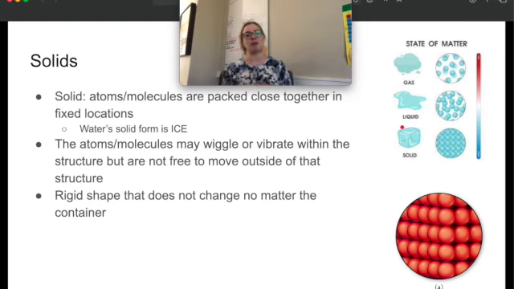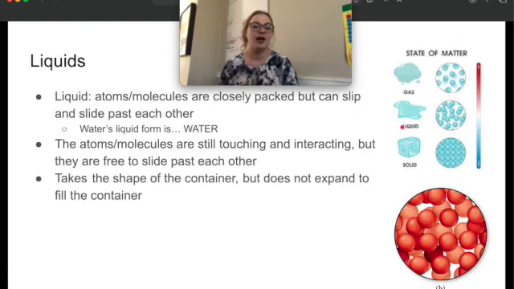Okay, and remember, their atoms and molecules are locked in that close together fixed location, even though they may vibrate or wiggle just a little bit within their place. So this is my little solid dance. If you see me doing this, we're talking about solids. I can tell you that. It's my solid dance. Wiggle, wiggle, wiggle. Okay.